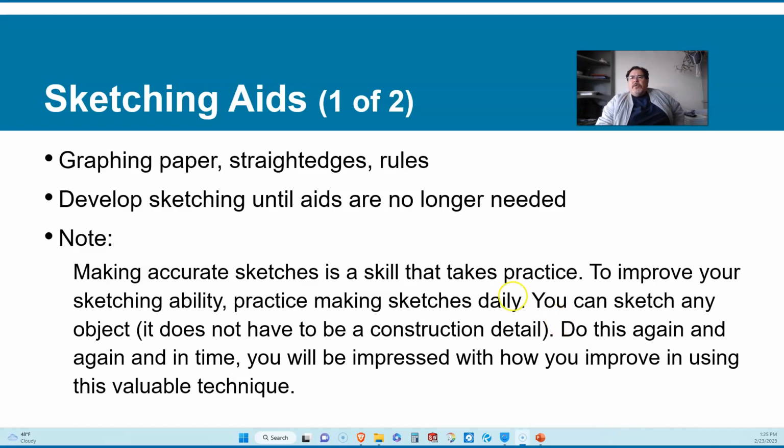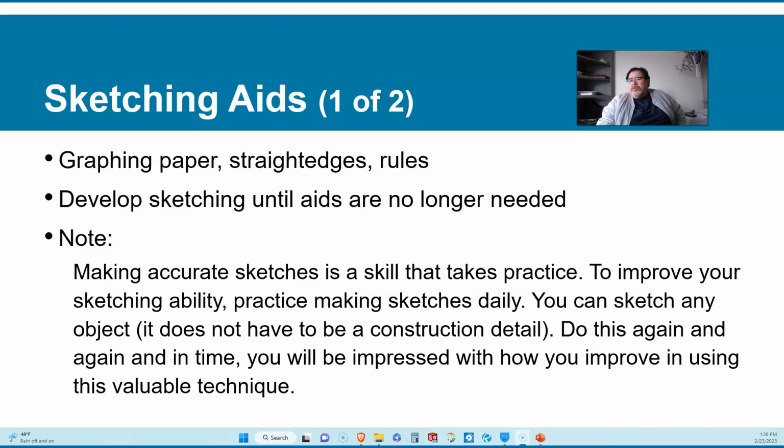Aids, things that help you sketching: graphing paper, straight edge rulers, or just straight edges or rulers. Developed sketching unit aids are no longer needed. Note, making accurate sketches is a skill that takes practice. Right, I've been saying that. To improve your sketching ability, practice making sketches daily. Now that's not a bad idea.